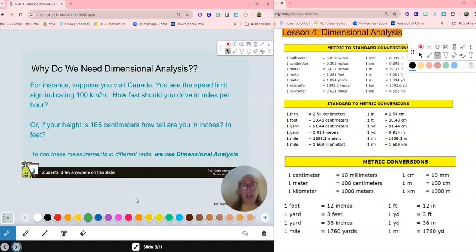Or maybe you know that your height is 165 centimeters, but you want to know how tall you are in inches or in feet. You can use dimensional analysis to figure that out.